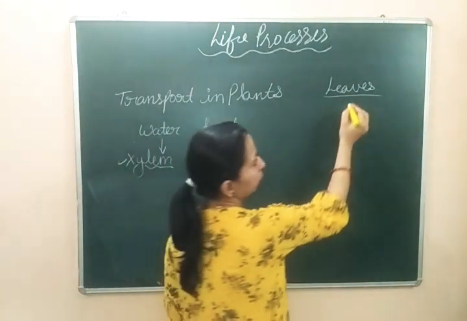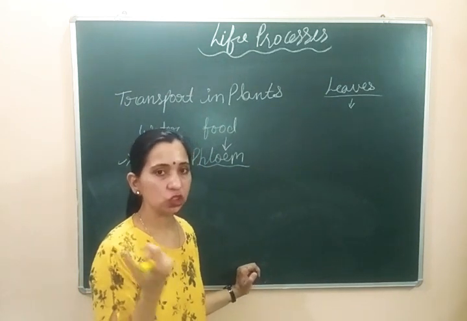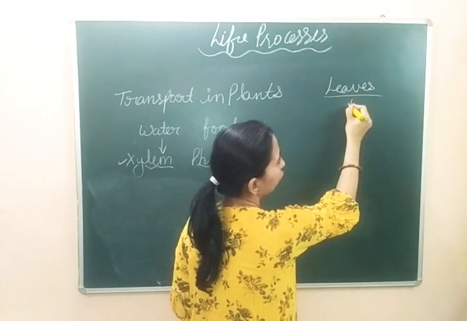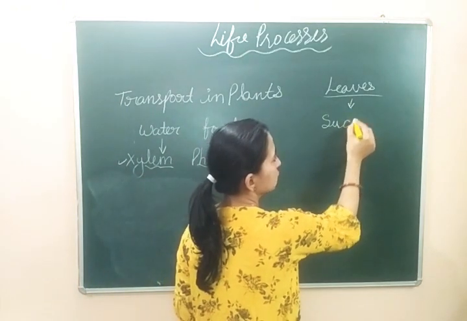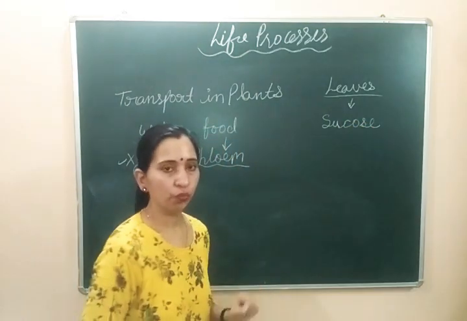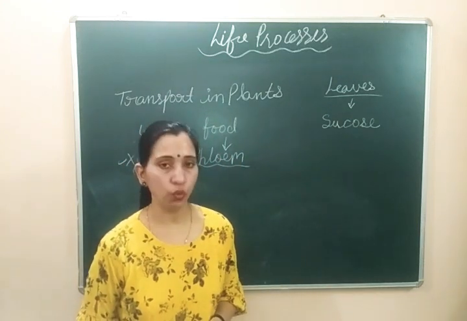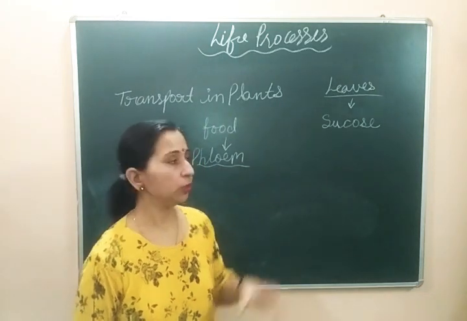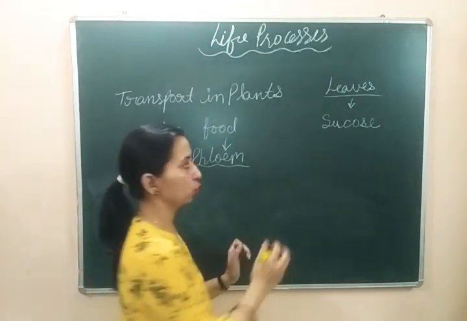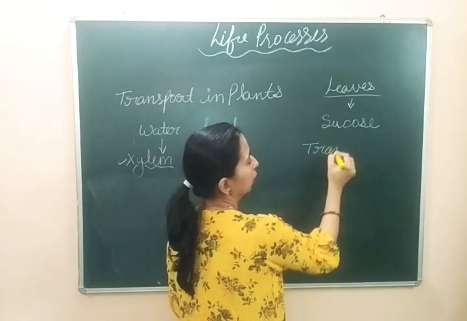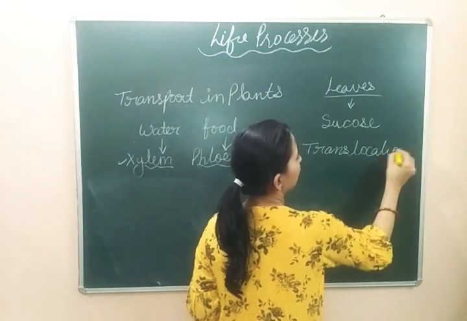Here, the food which is prepared in the leaves is formed in the form of carbohydrate, that is glucose. यहाँ पे glucose की form में बनेगा. But जो food का transportation होता है, this transportation of food is done in the form of sucrose. Food is transported in the form of sucrose, and the transportation of food or soluble substances from the leaves to the other part of the plant is known as translocation. The process of transportation of food or other soluble substances is known as translocation. उस process को हम बोलते हैं translocation.